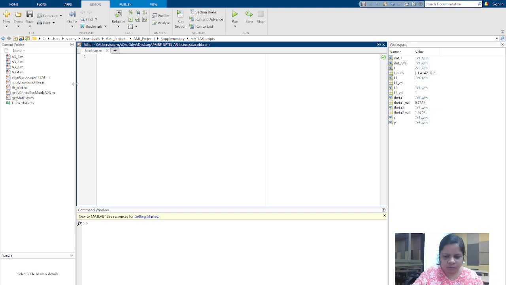Okay. So our question was, we want to derive the Jacobian matrix for the 2R manipulator. Then we want to compute the Jacobian matrix for some particular configuration. And then from seeing the determinant, we want to determine if this is a singular configuration or not a singular configuration. That is all we want to do.